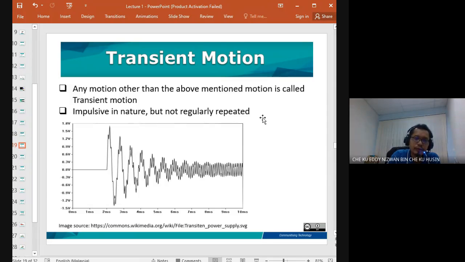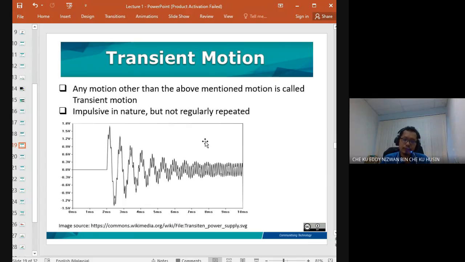Then there is a transient. Transient is when you hit something and you get this kind of impulsive response. You give an impact force. Normally transients come from impact force.